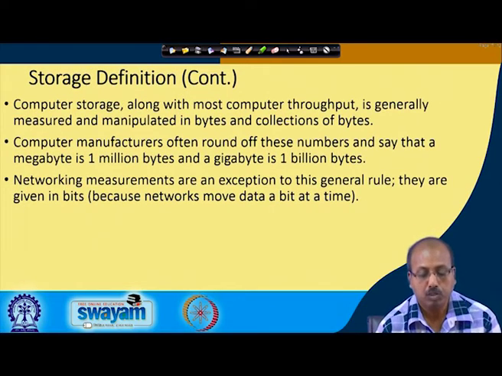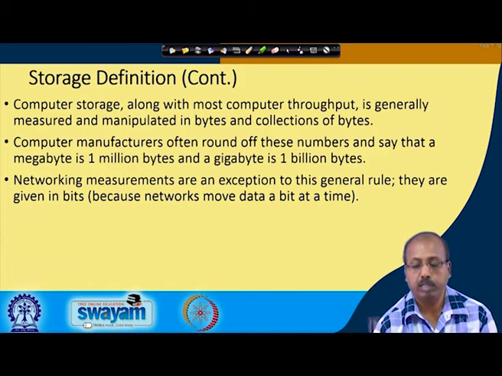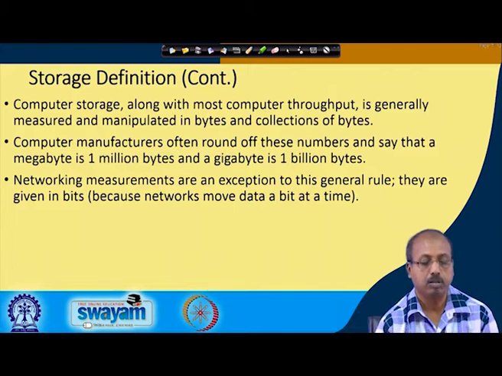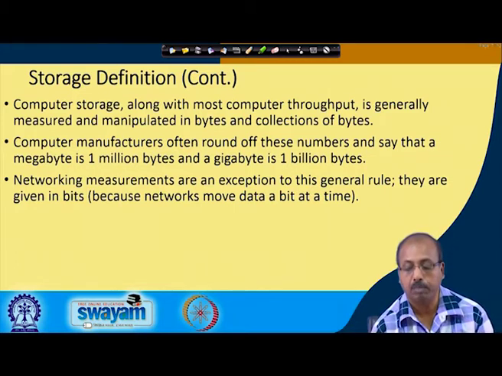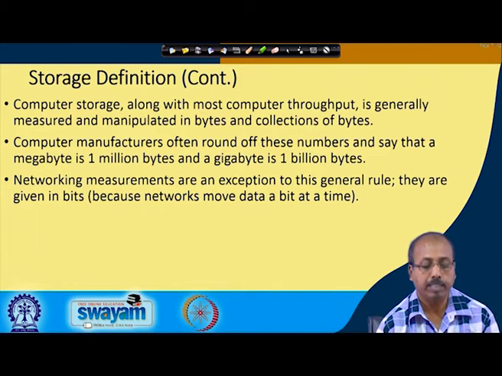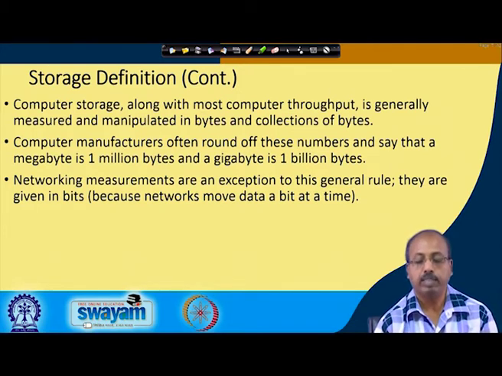Most of the computers' throughput is generally measured and manipulated in bytes and collections of bytes. So, these computer manufacturers often round off these numbers and say that 1 megabyte is 1 million bytes, 1 gigabyte is 1 billion bytes, etc., but the numbers are slightly different because, as you know, it is in terms of powers of 2, not powers of 10. So, the values may be slightly different.